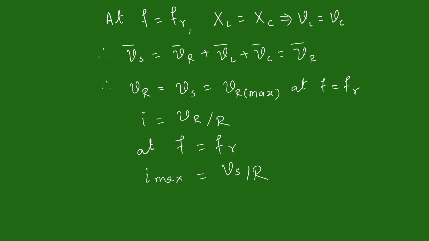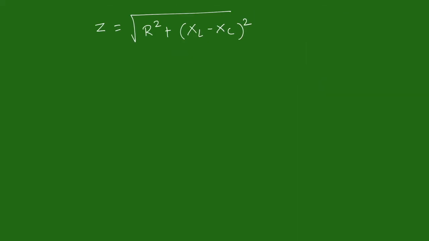We have noticed that as the frequency of input signal changes on either side of Fr, potential difference across the resistance decreases. That means current in the circuit also decreases. We can understand the change in current in this LCR circuit looking at the change in impedance of the circuit.